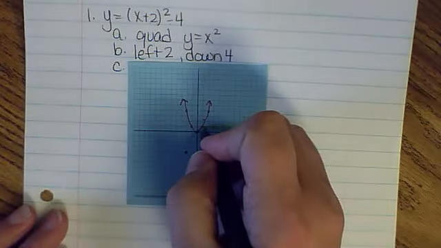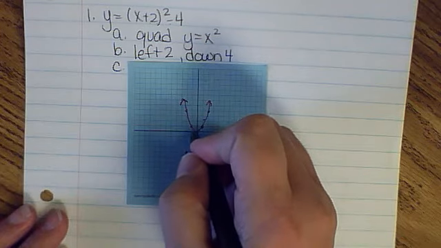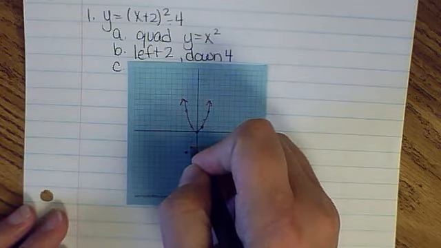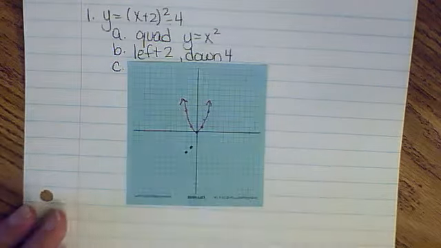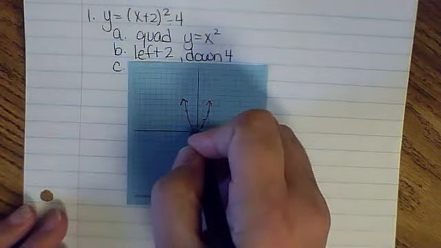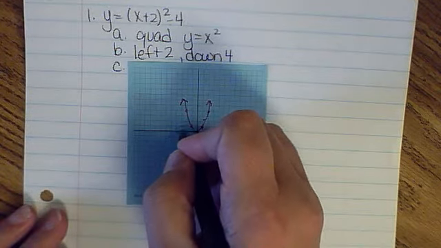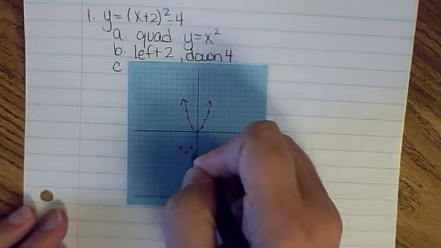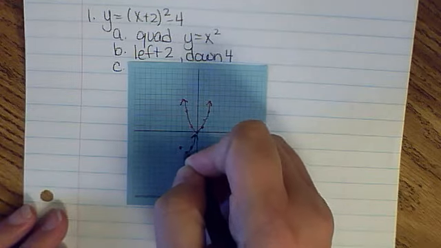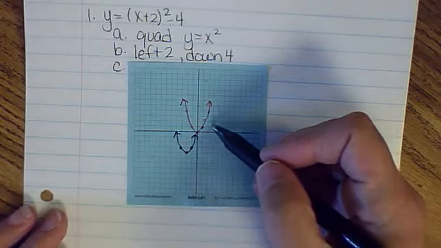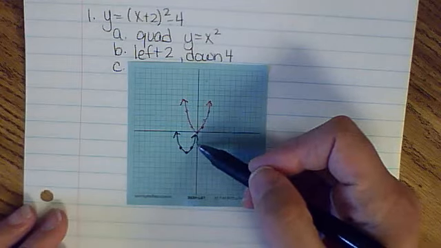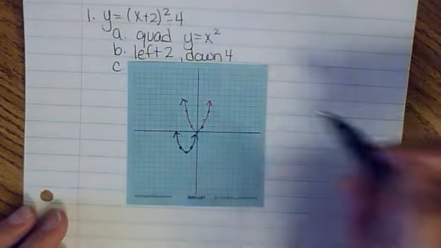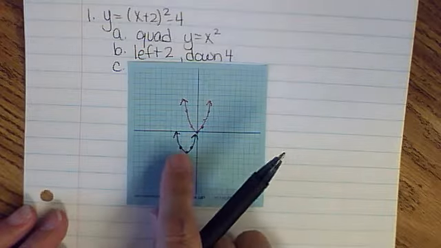Then I take the next point and I do the same thing, left 2, 1, 2, down 1, 2, 3, 4. Then I'm going to take a point on the other side of the parabola and do the same thing, 1, 2, 1, 2, 3, 4. And there's my new parabola in black. So the red one was the parent function. This one in the black pen is my transformed parabola. So this is the one that's for the answer.